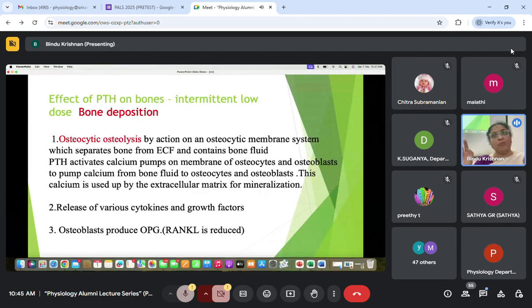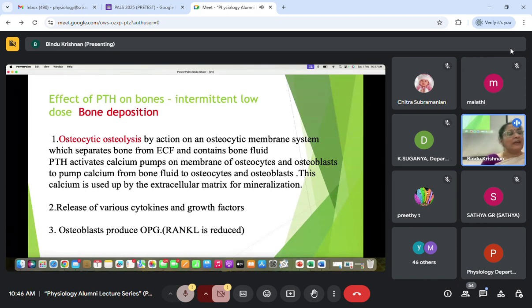Now, how does the same PTH act in an anabolic way? The first thing happening there is osteocytic osteolysis. We all know that there is a membrane in all the layers connecting the osteocyte or the osteoblast. There are calcium pumps on this membrane, and these calcium pumps get activated, and the calcium which is in the bone fluid is now thrown into the ECF. That calcium and that phosphate is used for mineralization.